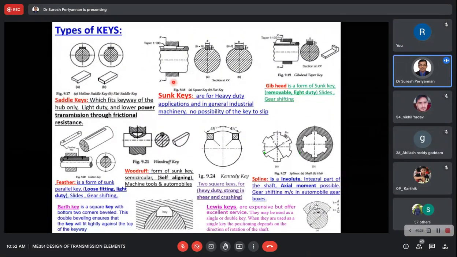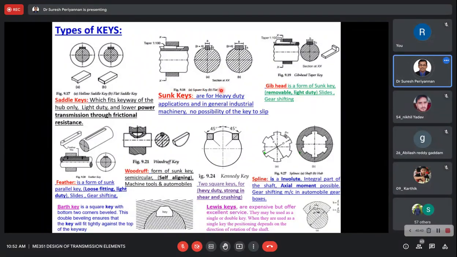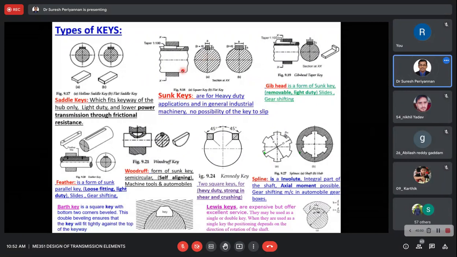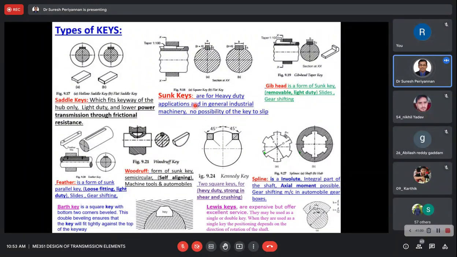In the sunk key, one by one I will discuss what the sunk keys are. The square key and flat key come under the sunk key. In most industries we use the square key or the flat key. This is a rectangular key. This is the square key for heavy duty applications, and generally in industrial machinery we use this type of key.